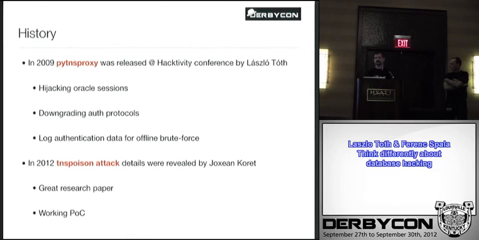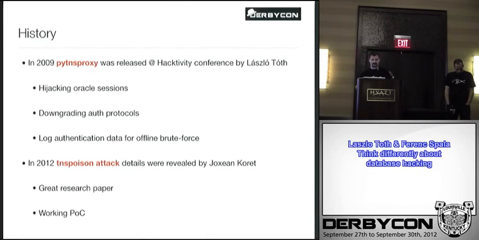It was able to downgrade authentication protocols. For example, in the case of JDBC, it was able to downgrade the newest AES-based protocol to the oldest DES-based one. And it was able to log authentication data for offline brute forcing with John the Ripper and woraauthbf.